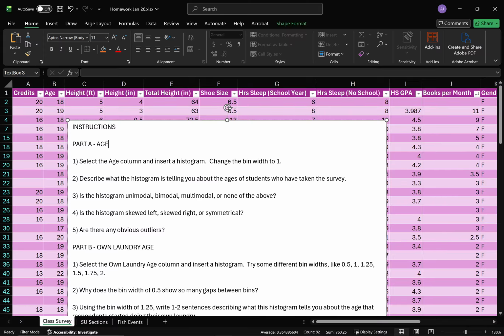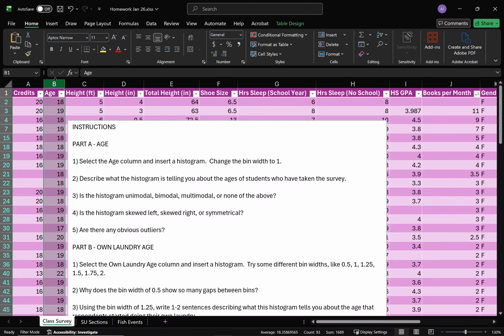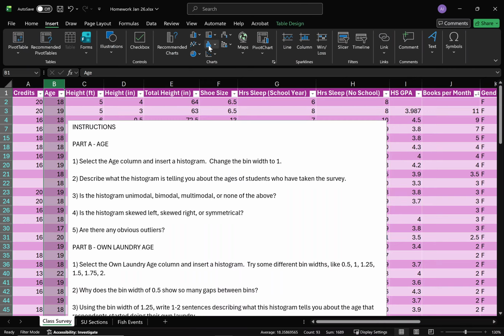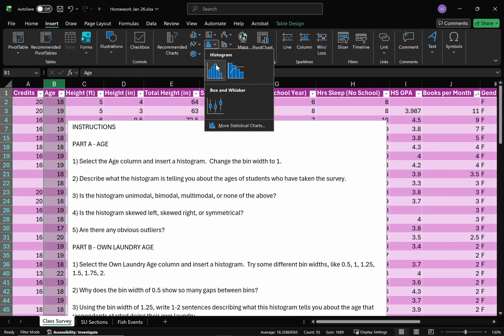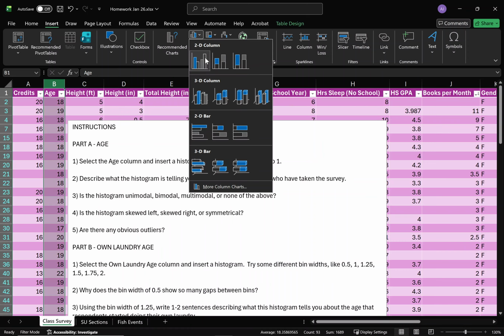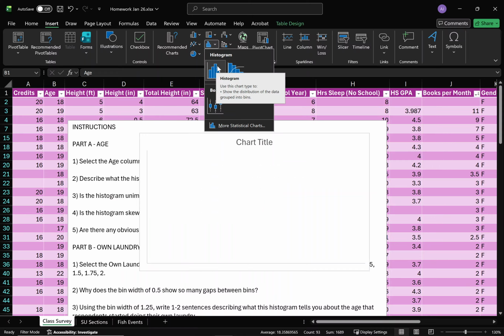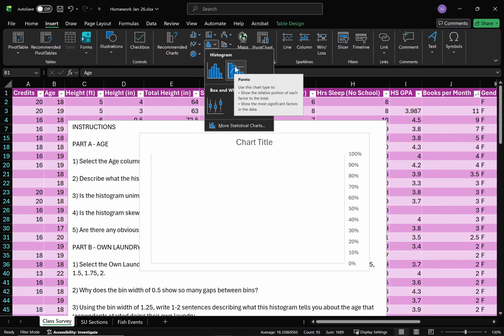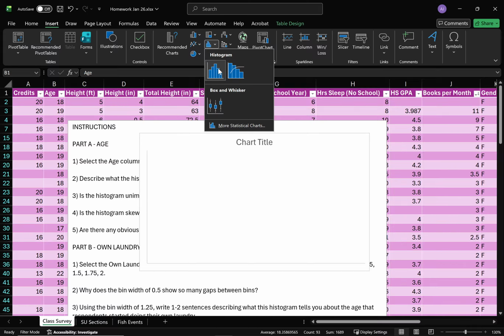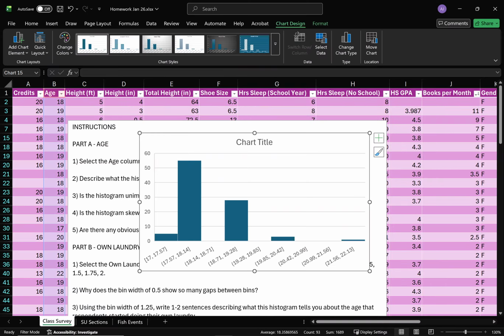So for the first one, we're going to select the age column and insert a histogram. To select the age column, just click the B over the column, and then we go to insert. And make sure you actually get the one called histogram, not the column chart. They look similar, but they are different. Okay, and make sure you get histogram and not the Pareto chart that is next to it. It should actually say histogram when you hover over that button.